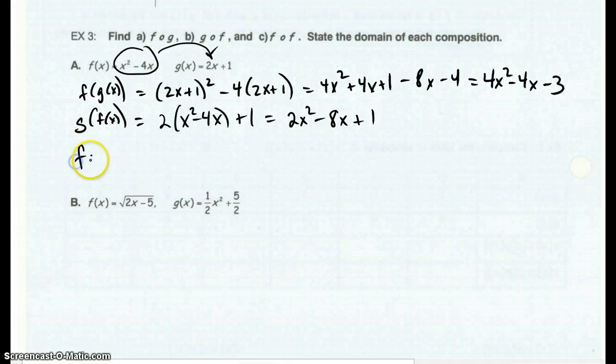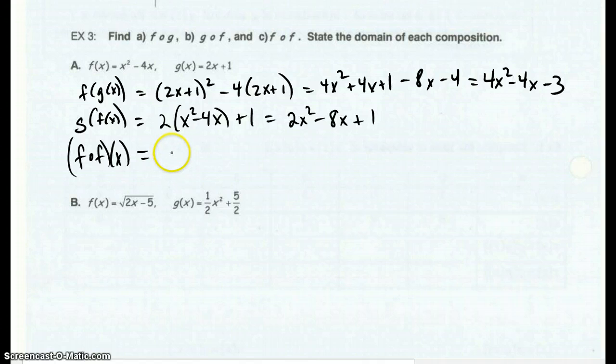Lastly, we will find f of f. Just another notation, which means f becomes the input of itself. It's kind of like a snake eating its tail, I guess. So that means you're going to take f, which is this, you're going to square it, and from that you're going to subtract 4 times f.